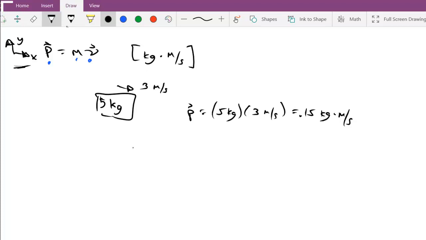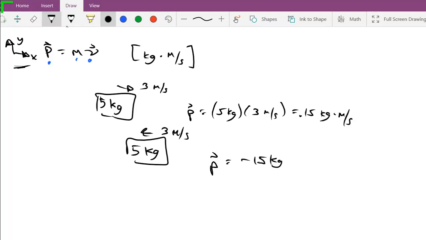If we had the same 5 kilogram mass moving to the left at 3 meters per second, then the momentum here would be equal to negative 15 kilogram meters per second, because we had a negative velocity indicating that it is moving to the left, and so its momentum is also to the left.